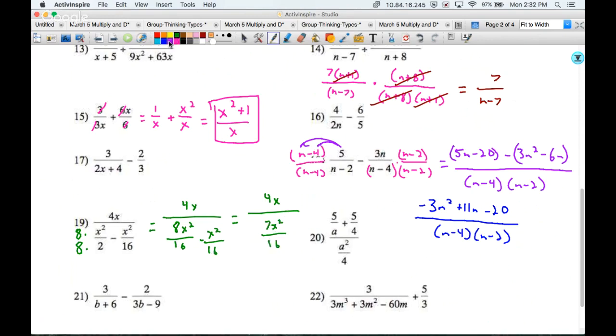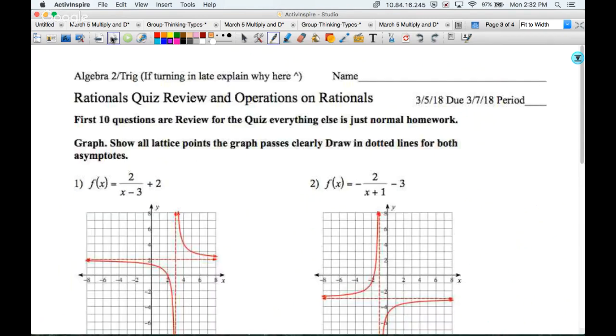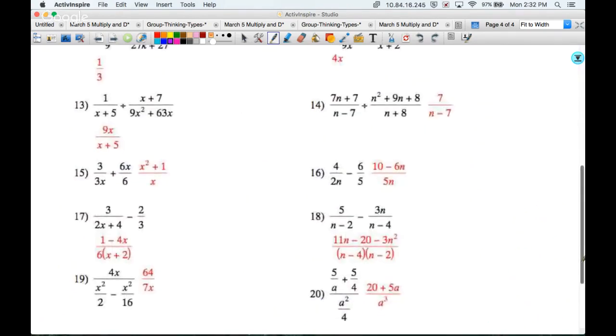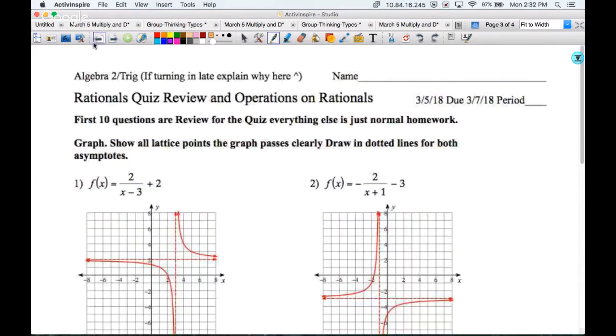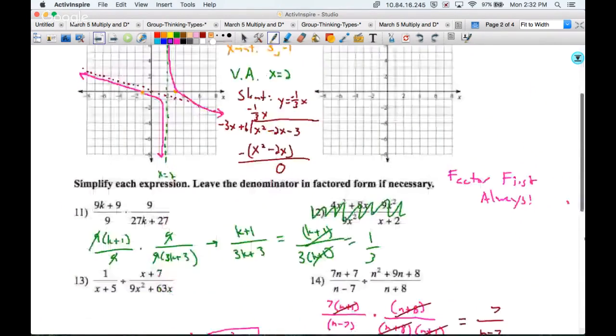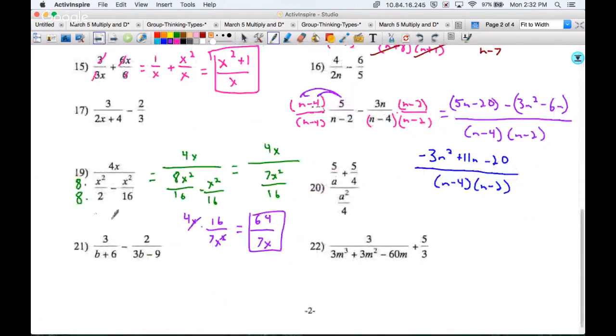Now we can copy dot flop this. I'll get 4x over 1 times 16 over 7x squared. One of those x's can cancel, and we'll get, what is that? 64 over 7x. 64 over 7x for 19. So I combined the fractions on the bottom before copy-dot-flopping to combine the whole thing.